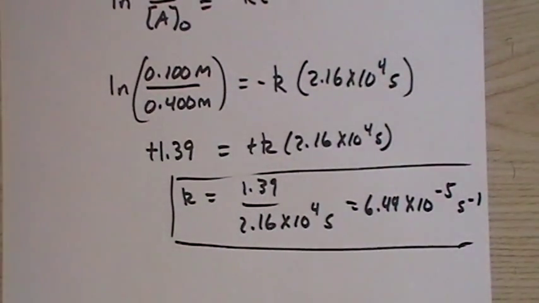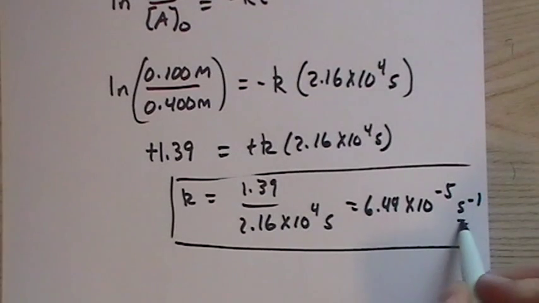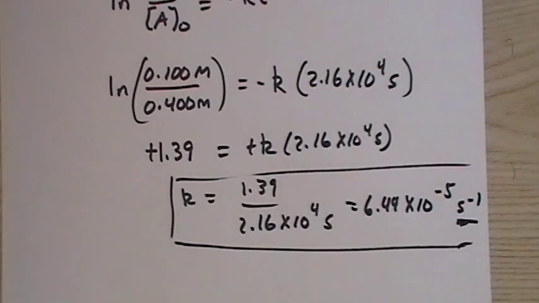And we have 6.44 times 10 to the minus 5 inverted seconds. Those are units for a first order reaction. Every first order reaction, K is going to be in terms of inverted time, and usually inverted seconds. All right, let's try another one.